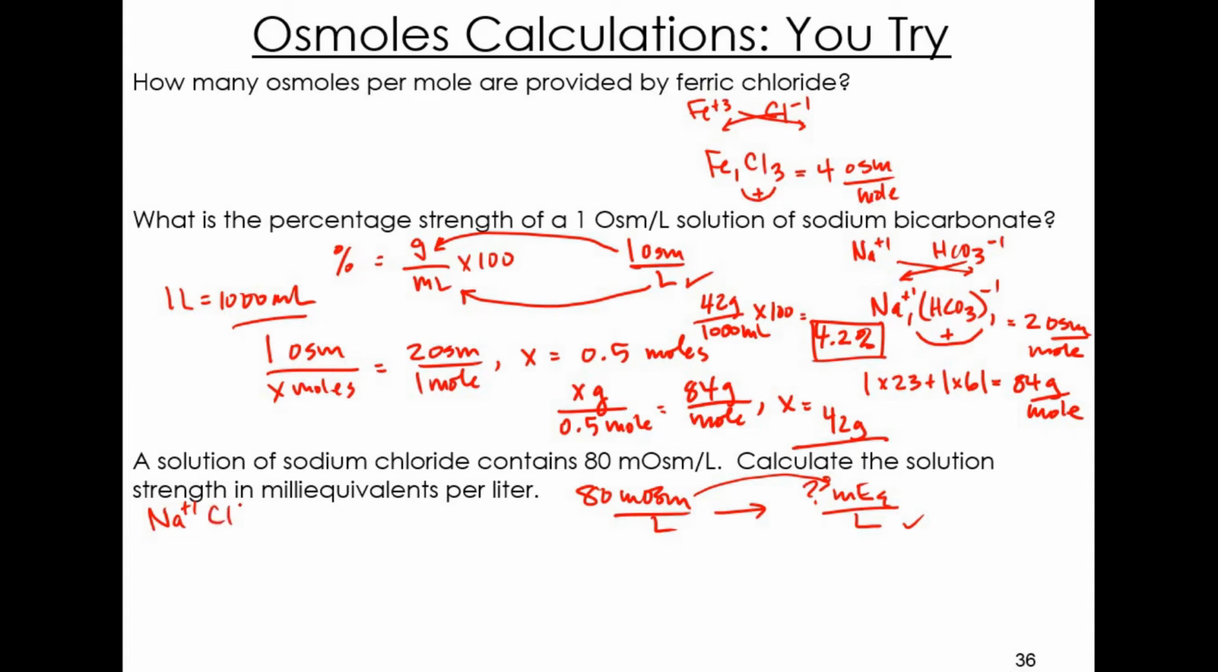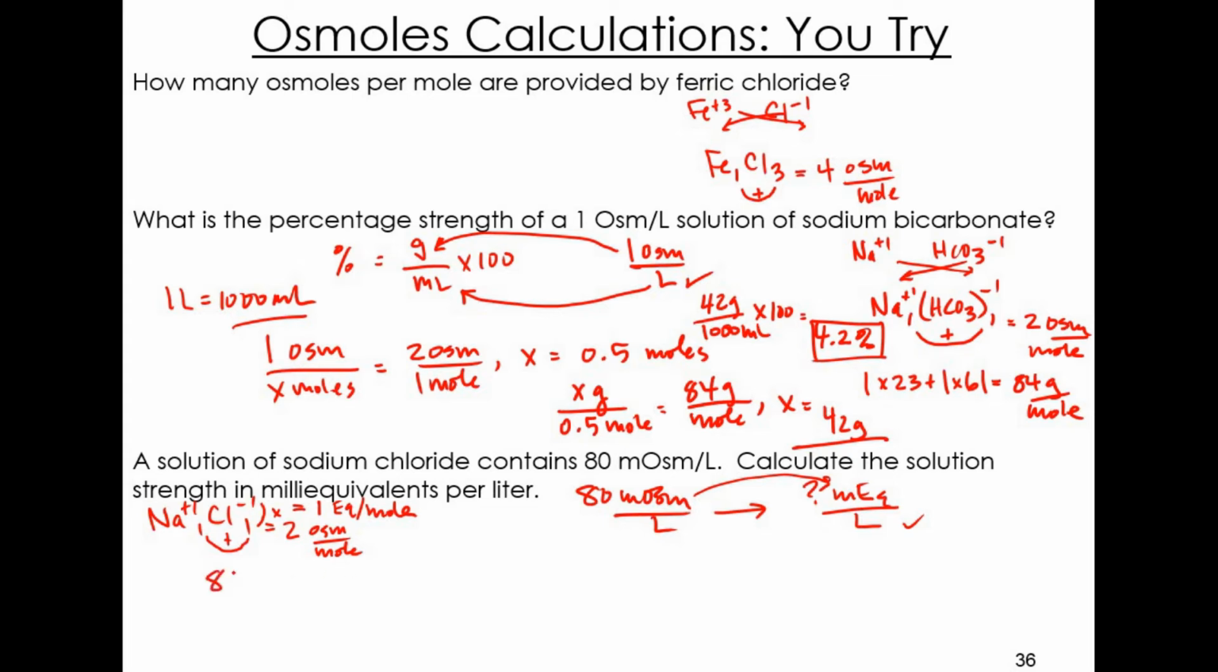So crisscross. We're going to need osmoles per mole to get to moles, and we're going to need equivalents per mole to get back to equivalents. So osmoles per mole are the two subscripts added together. That's 2 osmoles per mole. And equivalence is one of the subscripts times the superscript. So 1 times 1, and that is 1. 1 equivalent per mole. And those are the 2 conversion factors we'll need.